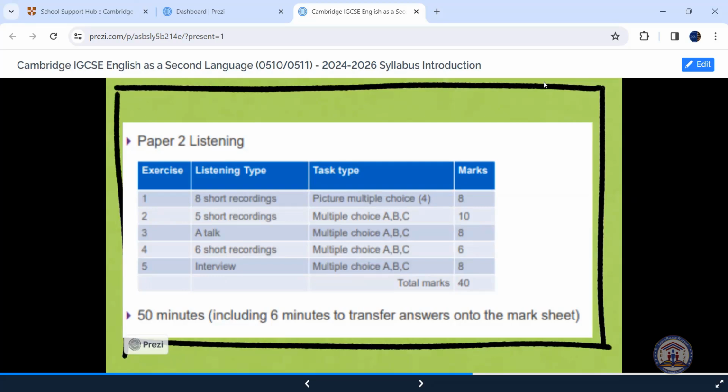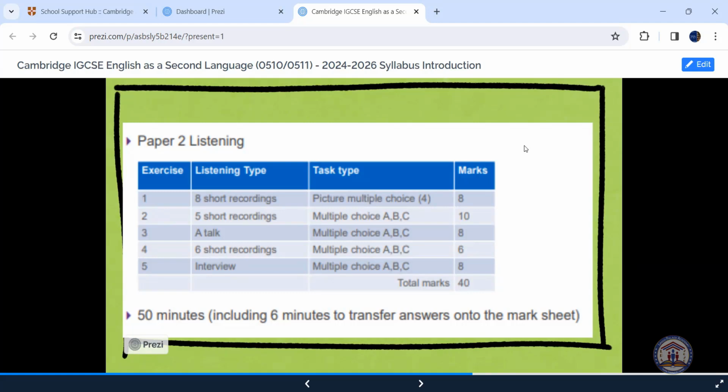Exercise 5, interview. It's a kind of interview between an interviewer and interviewee. In such audio, she is asking him some questions, or he is asking him some questions, and the interviewee, either a woman or a man, is answering the questions while the student is listens to answer the multiple choice questions from the 8 questions he will have.